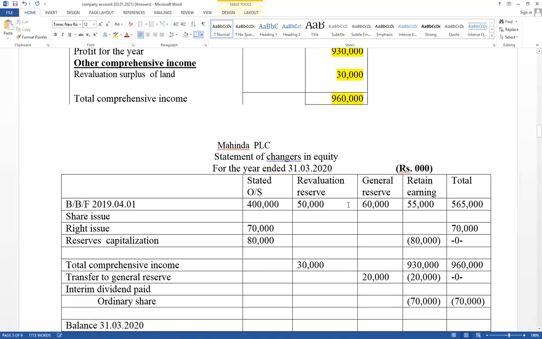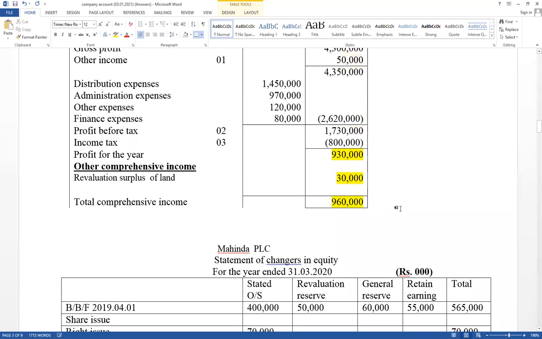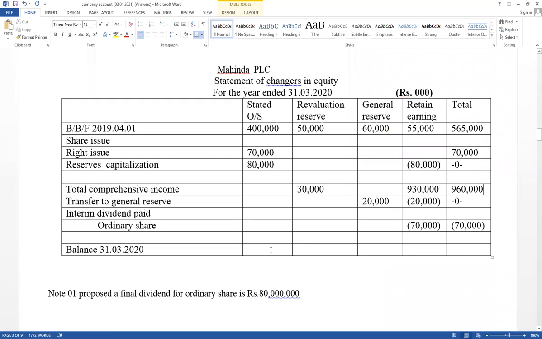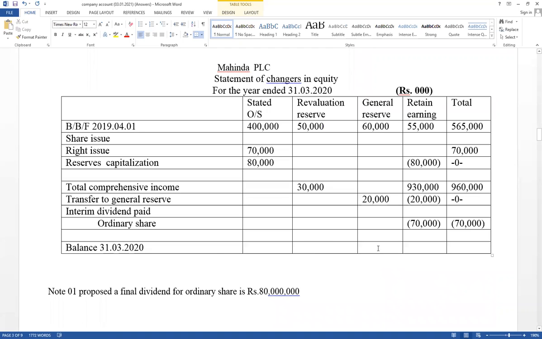Then take the total value to the statement of profit and loss and other comprehensive income. Okay. Now take the closing balance of the statement of changes in equity. Take the ordinary shares, revaluation reserves, general reserves, total value. Those are the values that should be included in the statement of financial position.